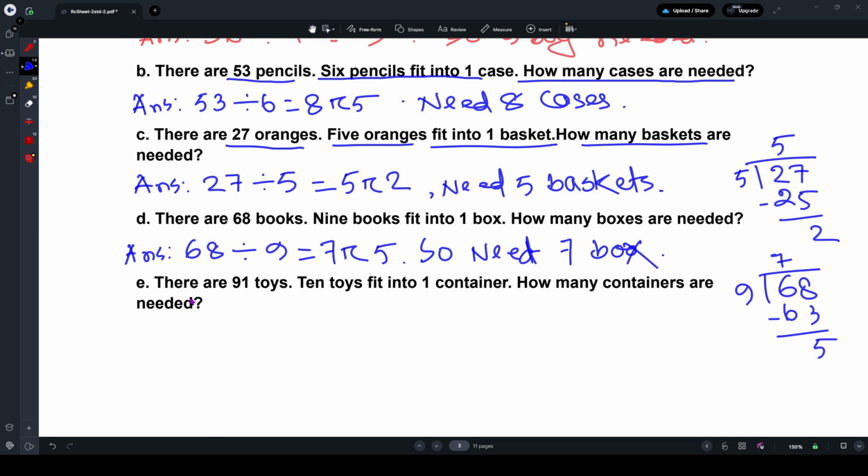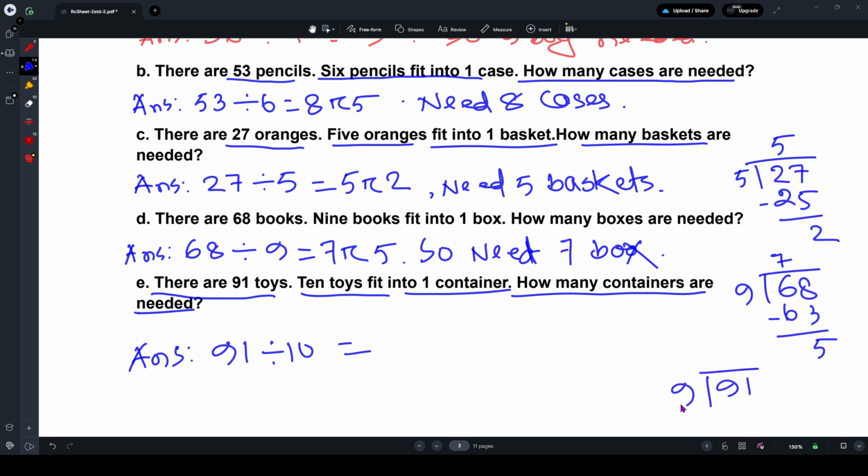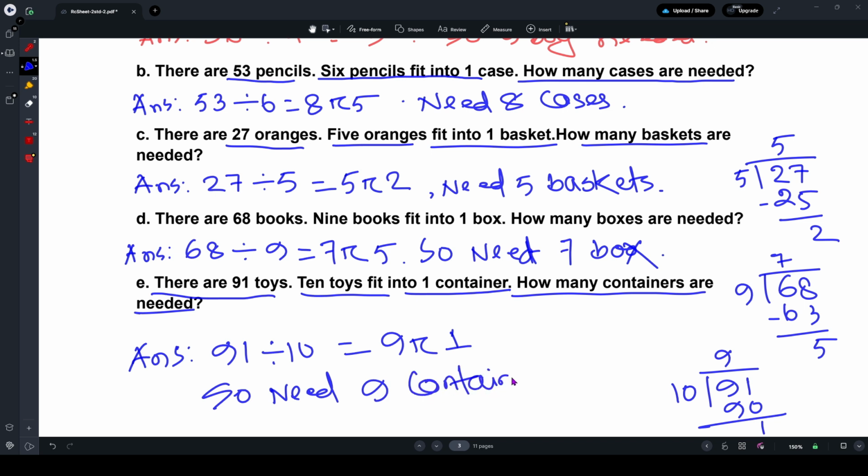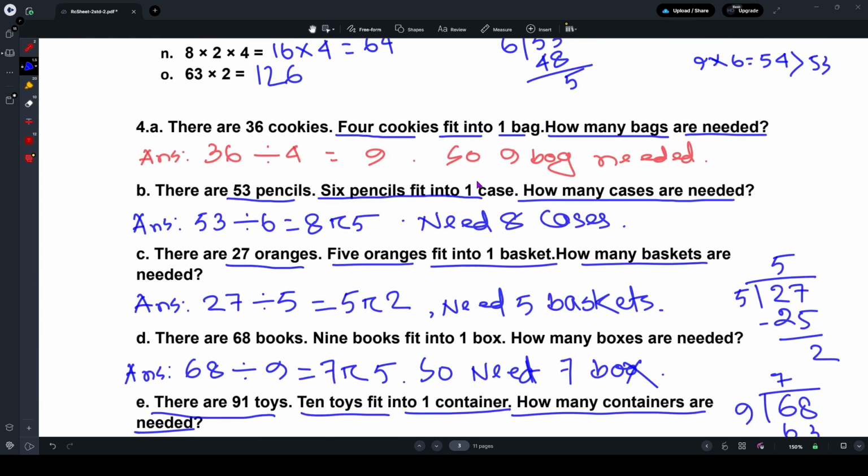There are 91 toys, 10 toys fit into one container. How many containers are needed? So this one, 91 divided by 10. In this case 9 times 10 is 90, so remainder 1. So 9 remainder 1. So need 9 containers. Okay, very simple. So number 4 done.